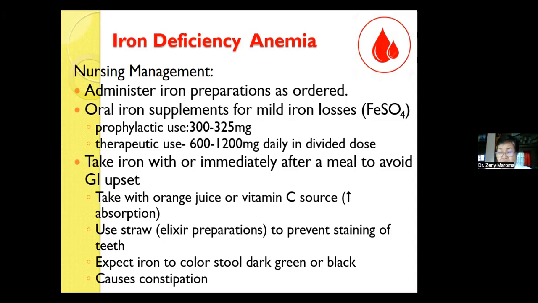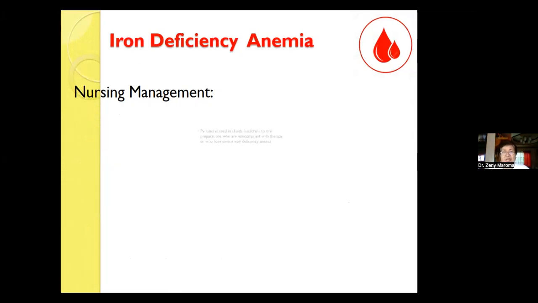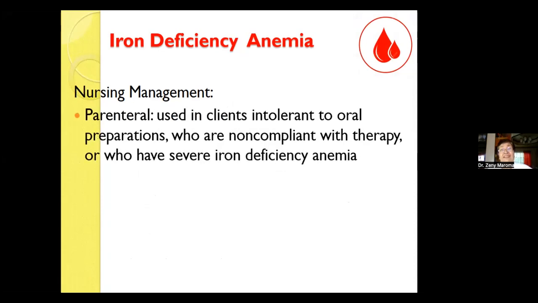It causes constipation. So therefore, nurse, since it causes constipation, encourage fluid intake and encourage high fiber diet. Ayan ang mga tatandaan about administration of iron. Parenteral. Sino bibigyan natin ng parenteral iron? Parenteral iron if there's severe anemia or dili kaya the client is intolerant to oral preparation.